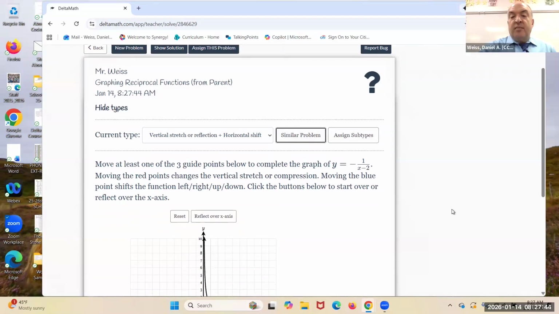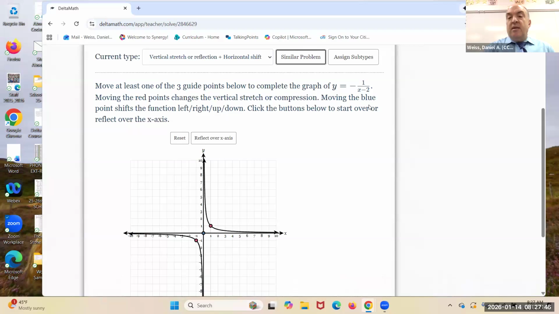How about this? What makes the bottom 0? Okay. +2. So I'm going to go to +2. All right. Do you see how my red dots aren't moving? I'm going to go to a different problem. So I'm sorry when this happens.